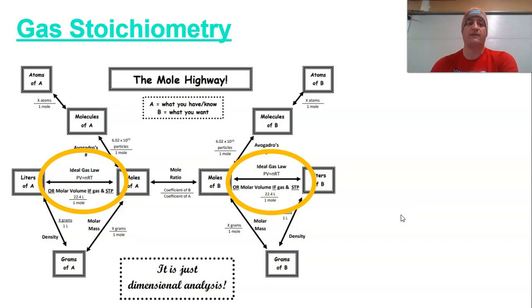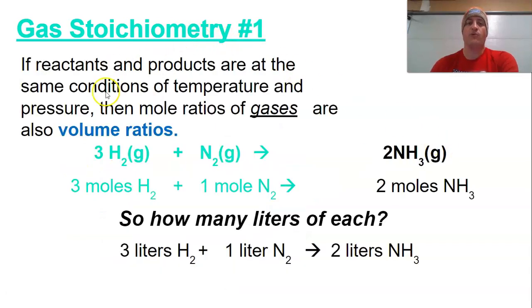Now, gas stoichiometry. This is where we use the ideal gas law to go from one to the other, moles to liters. But again, it's just another dimensional analysis, and then we need to use the ideal gas law to get there. So one way is using volumes. If reactants are at the same conditions, both gases, temperature doesn't change, nothing else changes, the mole ratios are also volume ratios.